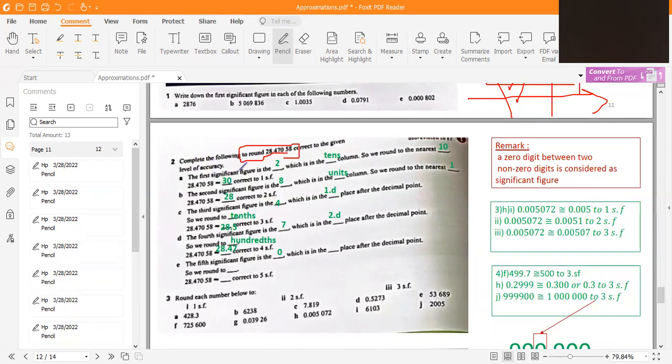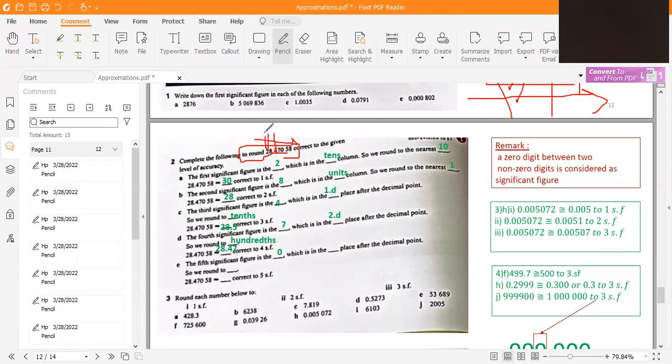Which is the first significant figure? We start to read it from left to right. So for the first significant figure, 2 is not a 0, so it is the first significant figure, which is in the tens column, because we have here the decimal point. So the units column, then the tens column. So we round this number to the nearest tens.